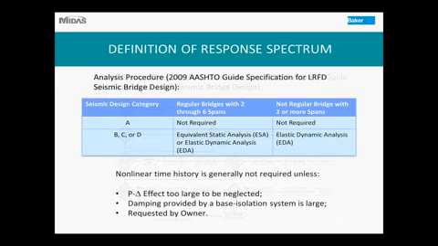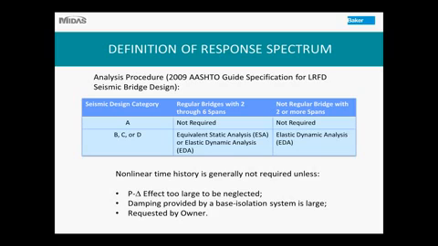In terms of the analysis procedures, the 2009 AASHTO guide spec does not require you to do anything for seismic design category A, but for seismic design categories B, C, and D, you need to do your demand calculation per either the equivalent static analysis, which is what we call the uniform load method, or the elastic dynamic analysis, which is essentially response spectrum analysis.